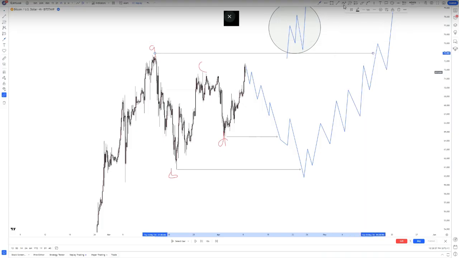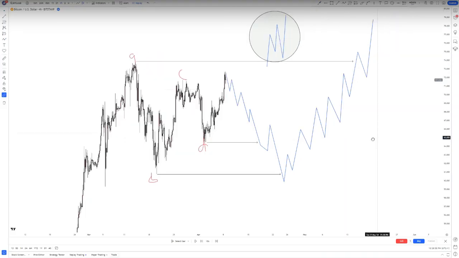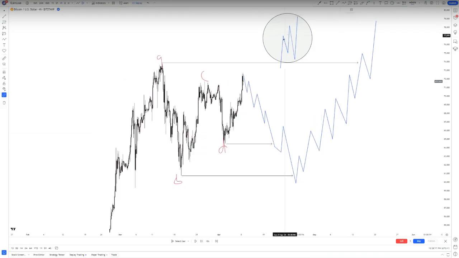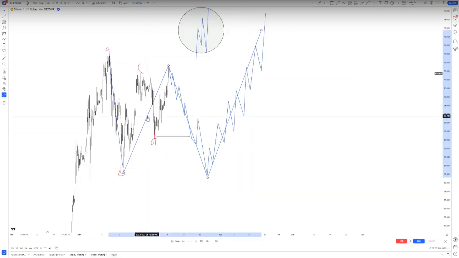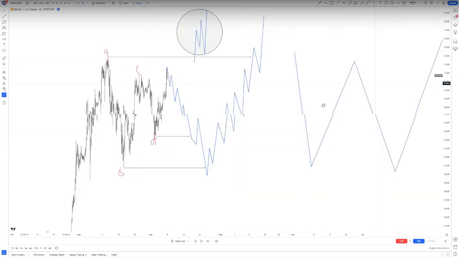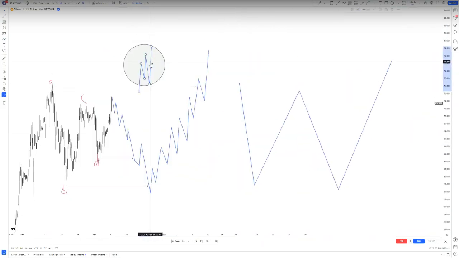Now, if you see that if I join this together, it will produce this structure I say you should start looking for. So this will not be the push, this will not be a pullback, this will not be price taking out internal structure. Like I said, it will not be internal structure before a break of structure. So it will now produce that structure I said you should always look out for.